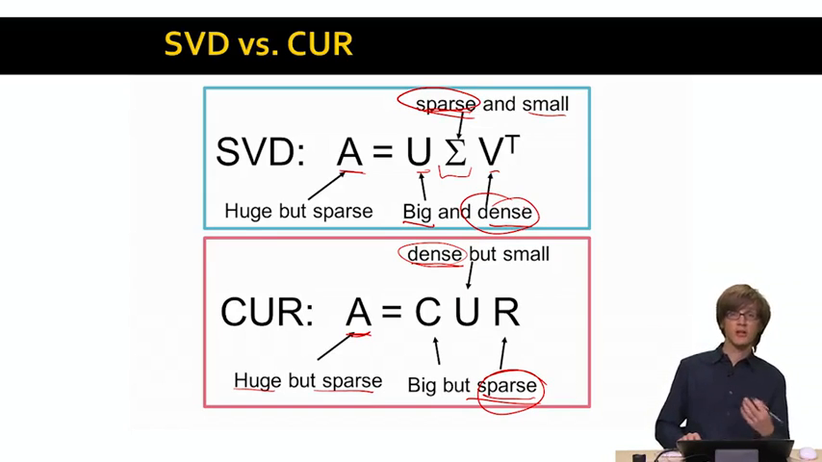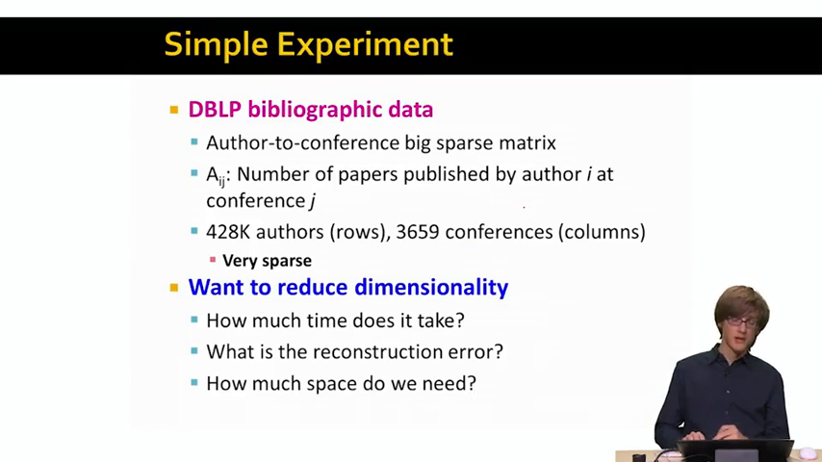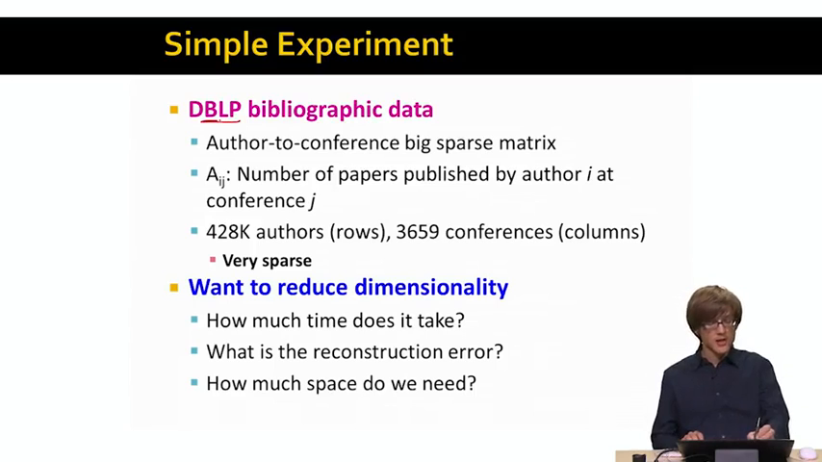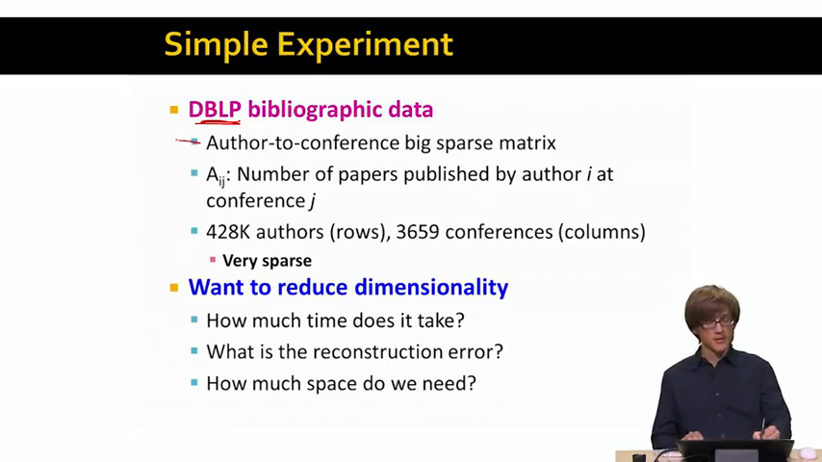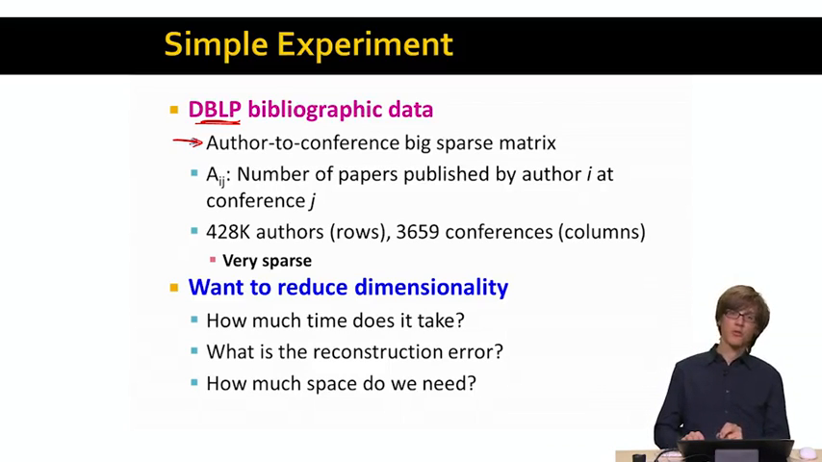And just to give you an idea how much this makes a difference in practice, let me tell you about a simple experiment. We will take the DBLP dataset. DBLP is a bibliography of all the computer scientists. For every computer scientist, there is a set of papers they published. So what we can do is, for example, create an author-to-conference matrix.